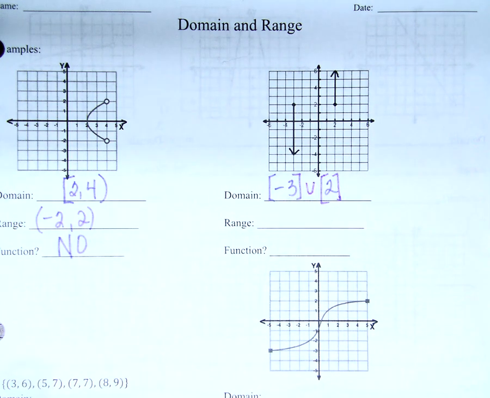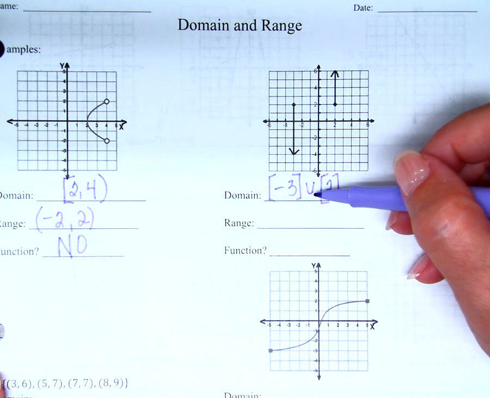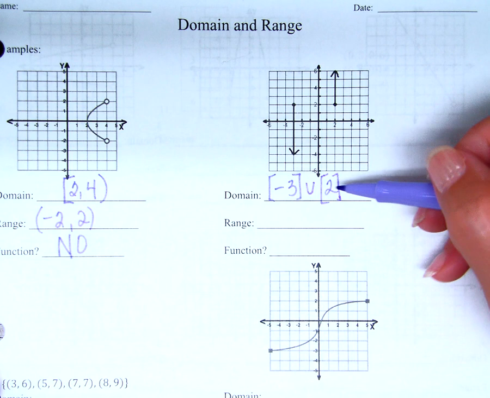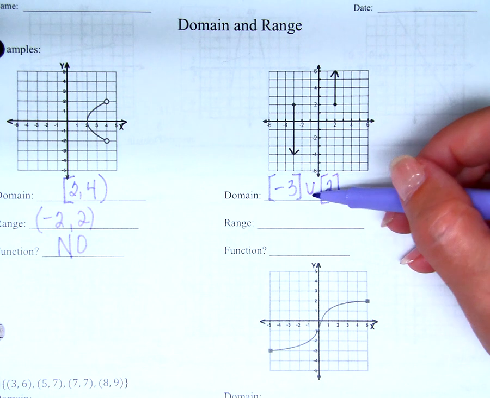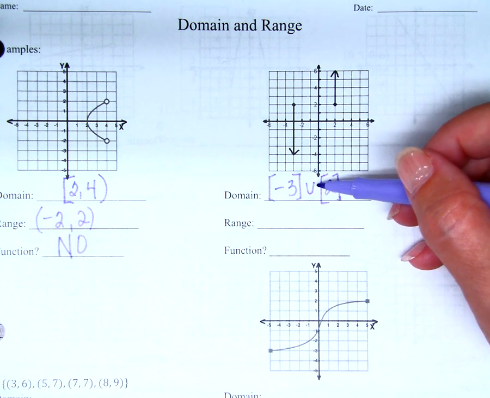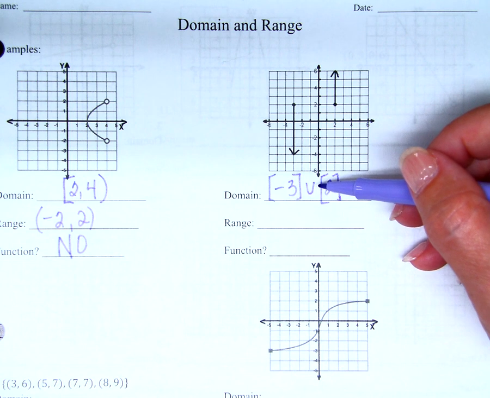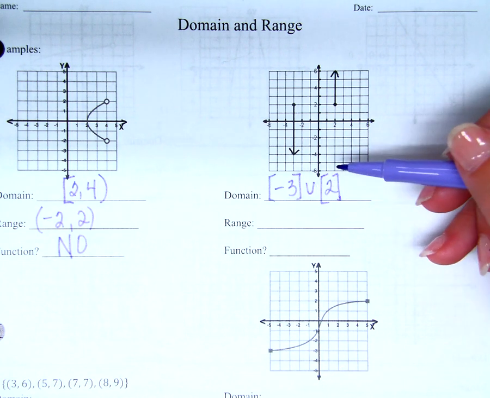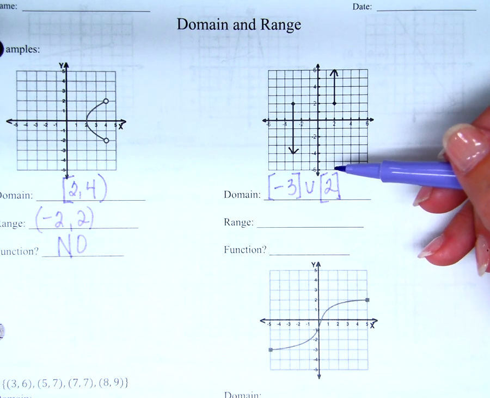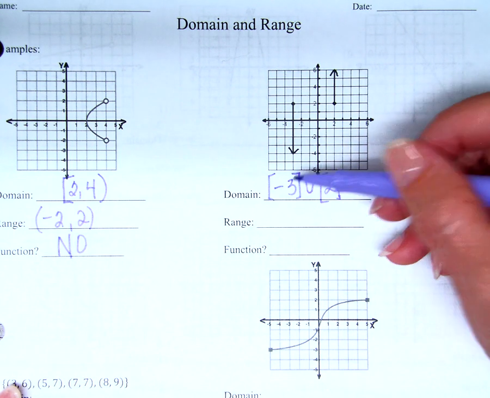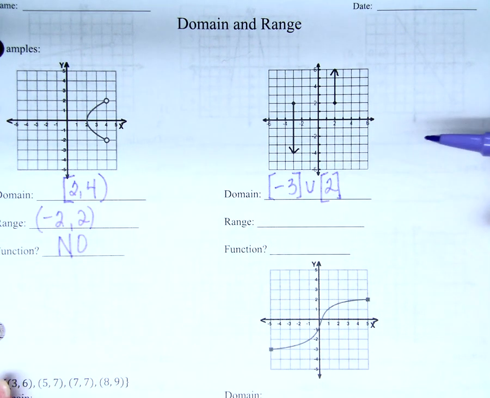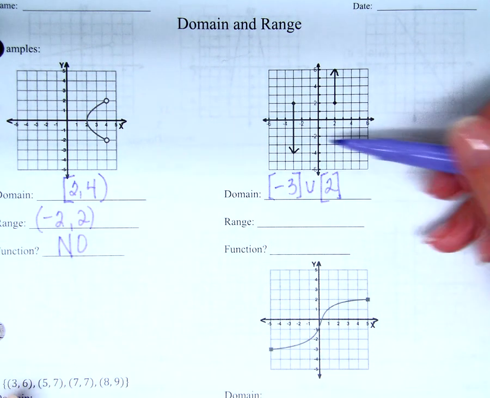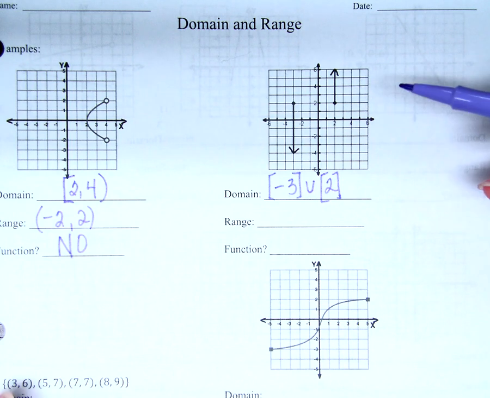Then that's how we have to write this domain. Negative 3 and 2. Do you remember what this symbol means? Well, what does it look like? A U. It's a U, right? It stands for union, and it means and. So negative 3 and 2. Those are the only x values allowed, negative 3 and 2. Does that make sense? Okay.